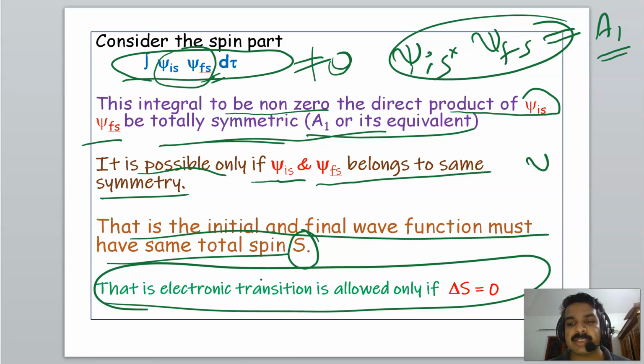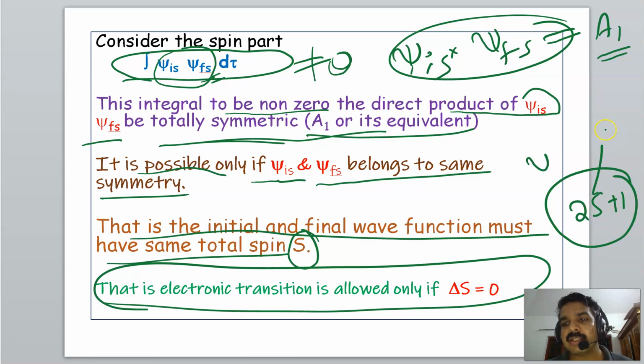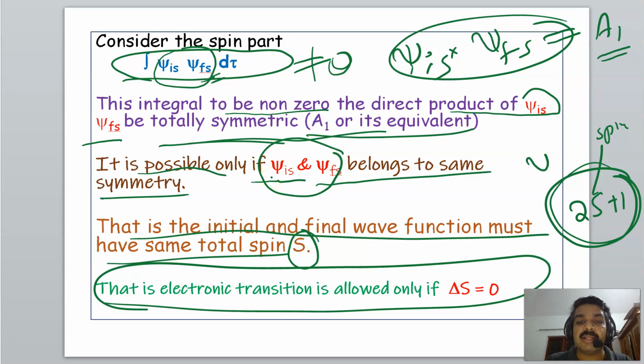The spin multiplicity is 2S plus 1, where S is the spin quantum number of the electron, and 2S plus 1 is the total spin. The total spin should be the same, because only in that case will the direct product of psi_is and psi_fs be totally symmetric. Therefore, the initial and final wave function, or initial and final orbital, initial state and final state, should have the same spin.